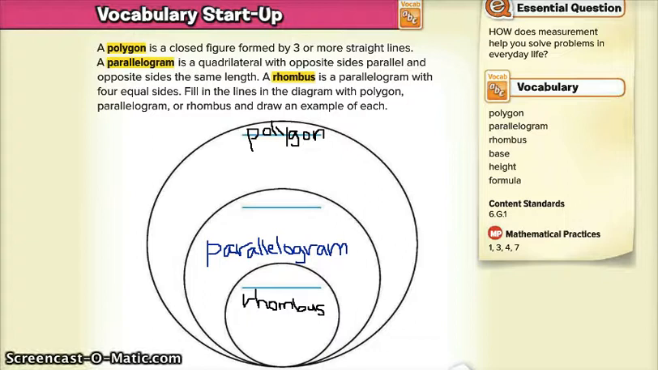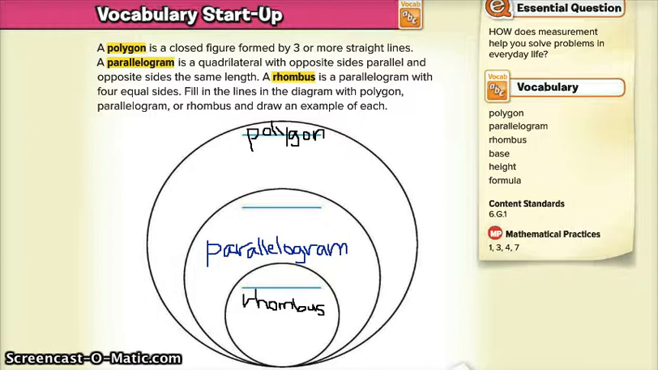So if you go ahead and take a look, I did fill in the Venn diagram, and the biggest circle is going to be your overarching definition of a polygon. And a polygon encompasses all kinds of different shapes, such as parallelograms, triangles, trapezoids, rectangles, squares, any figure that is a closed figure and is formed by three or more straight lines.